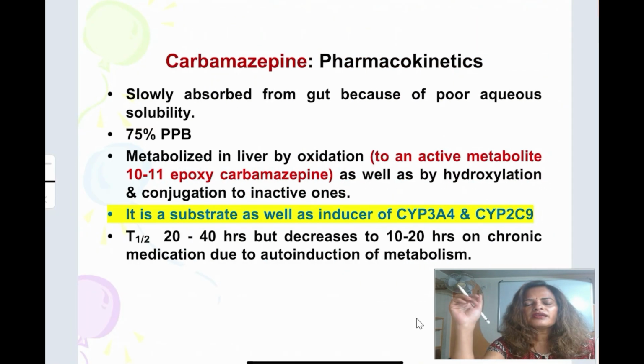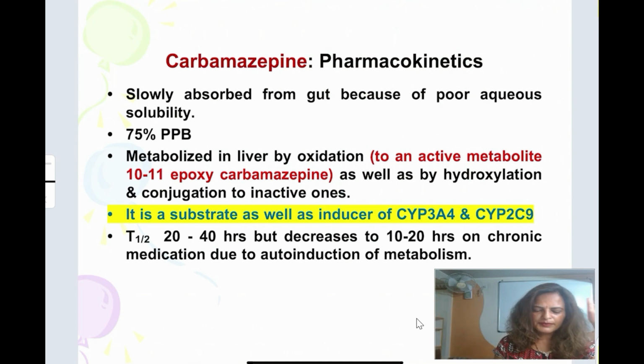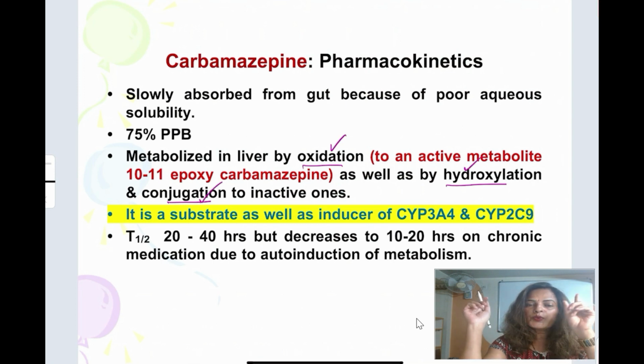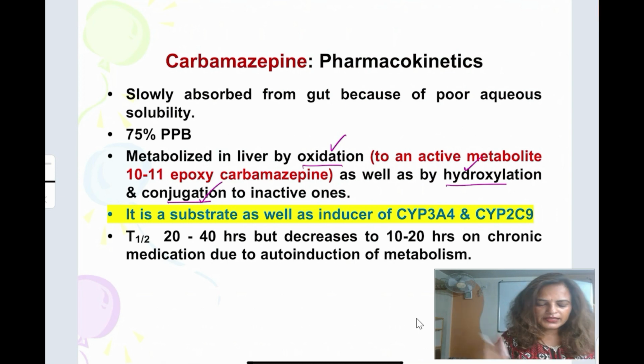Now here again, with the phenytoin, a few of the important pharmacokinetic points. The most important pharmacokinetic effect here is that it is metabolized by oxidation, then hydroxylation and conjugation. These are the three: oxidation, hydroxylation and conjugation. But with the oxidation, it is going to form an active metabolite, that is 10-11 epoxy carbamazepine. This is responsible for the various adverse effects.